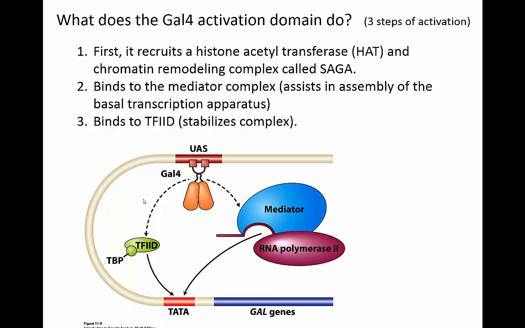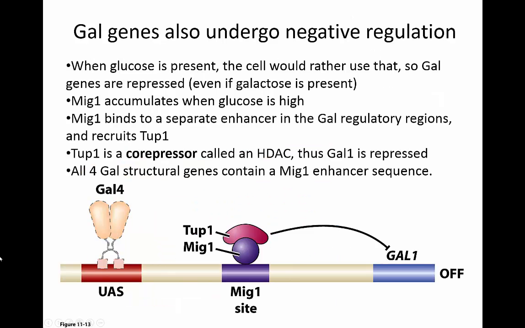So Gal4 has this kind of two-step function. First, it affects the chromatin environment, the nucleosome situation in that general area of the chromosome. And second, it helps the core transcriptional machinery to get bound.